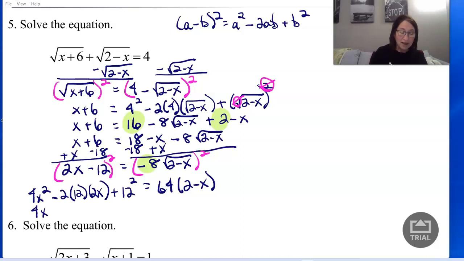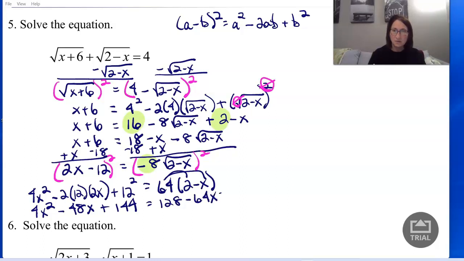So I've got 4x squared minus, well, 2 times 12 is 24, times 2 is 48, x plus 144, equals, I'm going to go ahead and distribute. So 64 times 2 is going to be 128, and so that's going to be 128 minus 64x. So let me just bring this up here.